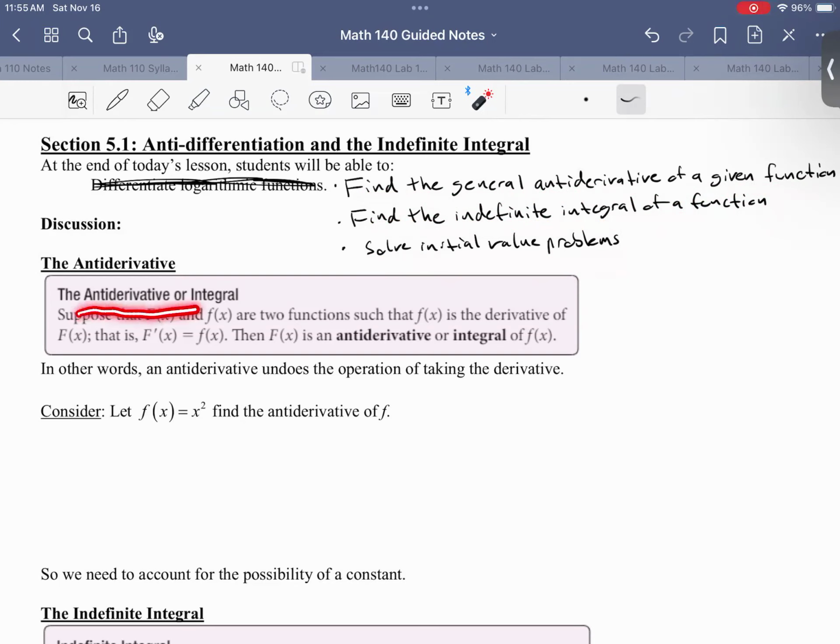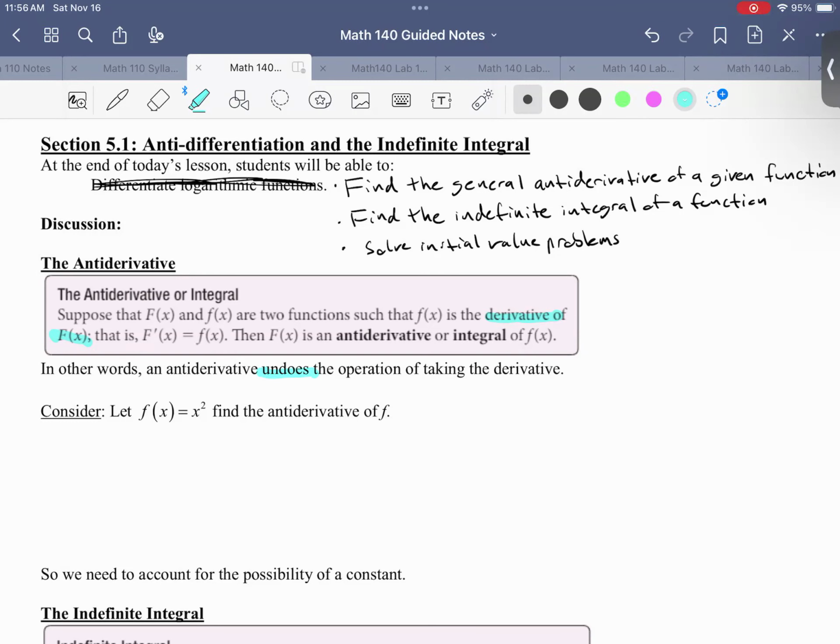So the antiderivative or integral: suppose that capital F of x and f of x are two functions such that f of x is the derivative of capital F of x. That is, the derivative of capital F of x equals little f of x. Then capital F of x is an antiderivative or integral of little f of x. So in other words, an antiderivative undoes the operation of taking the derivative. So we're going in the backwards direction.